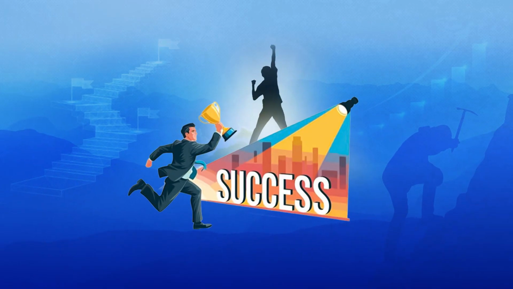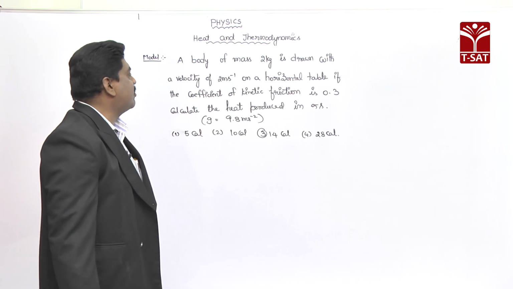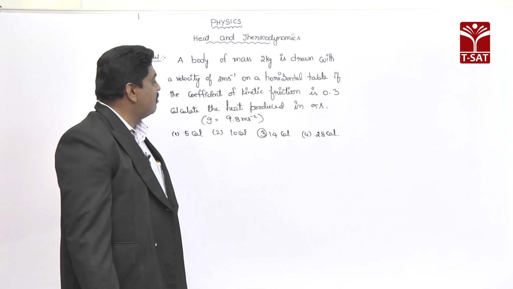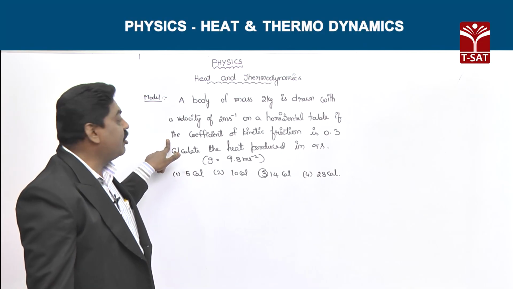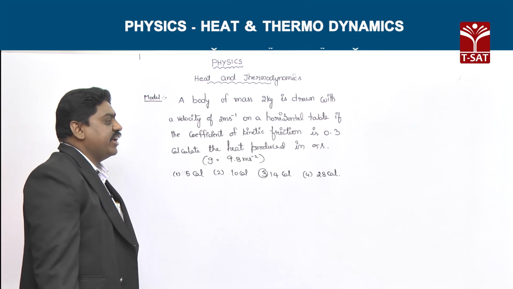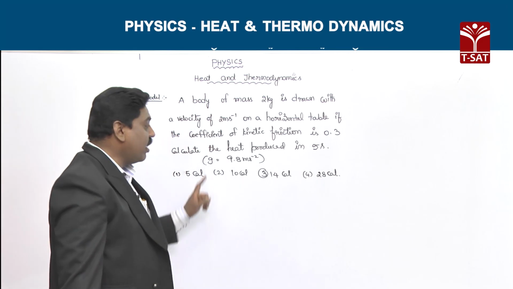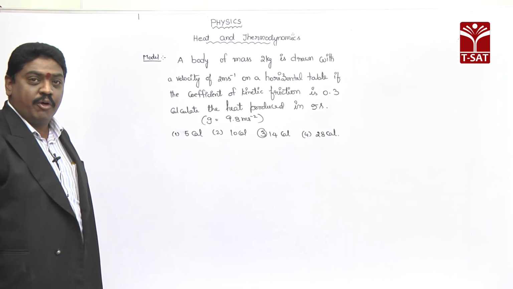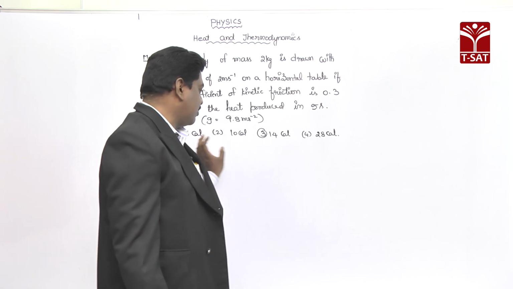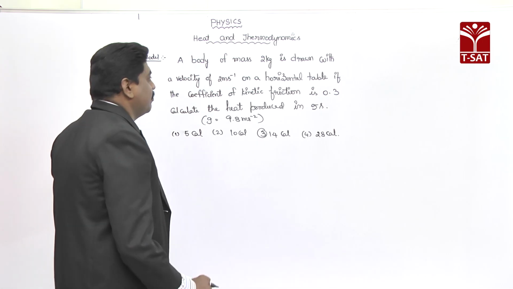Okay. Now let us take another model here. A body of mass 2 kg is drawn with a velocity of 2 meter per second on a horizontal table. If the coefficient of kinetic friction is 0.3, calculate the heat produced in 5 seconds. We are given g value as 9.8 meters per second square. The options are 5 calories, 10 calories, 14 calories and 28 calories.